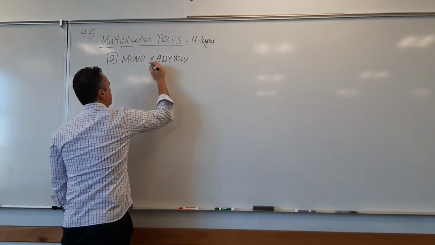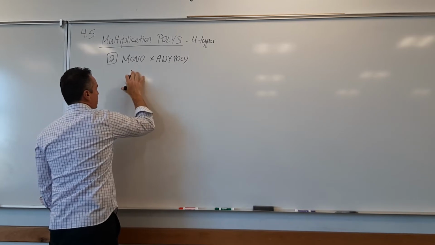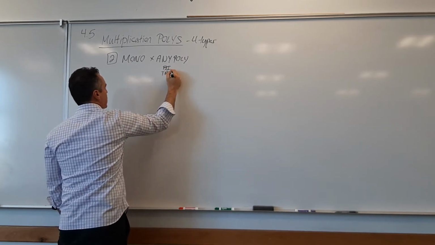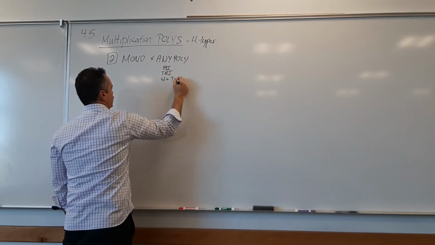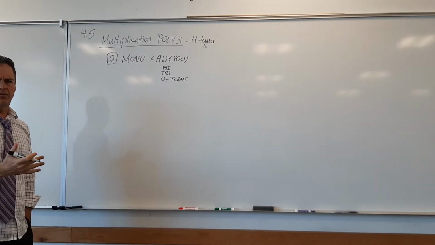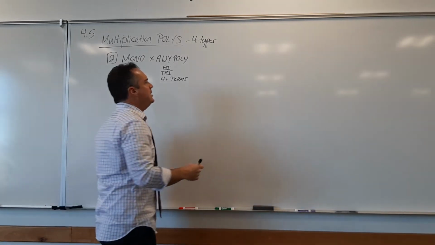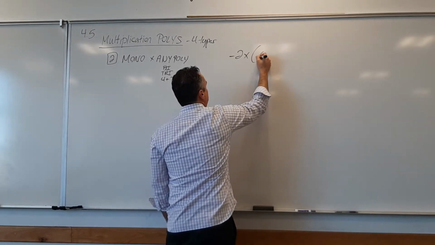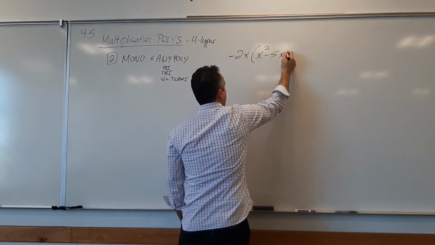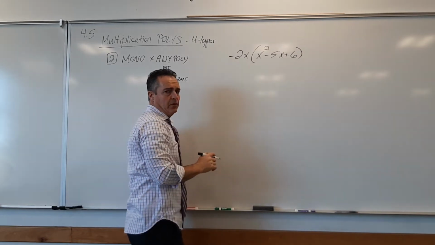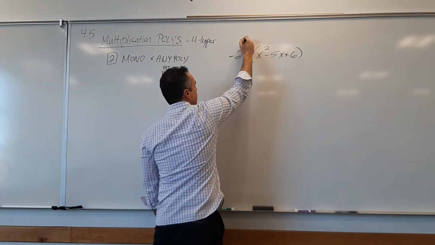And what that means is our first term is going to be a mono, and then this could be a bi, it could be a tri, it could be 4 plus terms, anything but a monomial, because we just learned what mono times mono does. So if we see something like negative 2x times x squared minus 5x plus 6, okay? How many terms are outside of the parentheses? 1. This is a monomial.